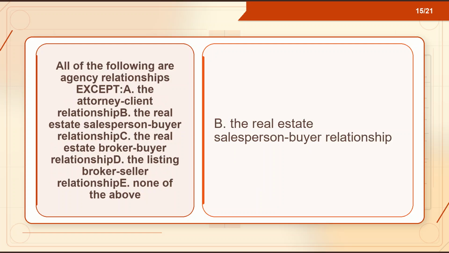Flashcard 15. Term. All of the following are agency relationships except A. The attorney-client relationship. B. The real estate salesperson-buyer relationship. C. The real estate broker-buyer relationship. D. The listing broker-seller relationship. E. None of the above. Definition. B. The real estate salesperson-buyer relationship.